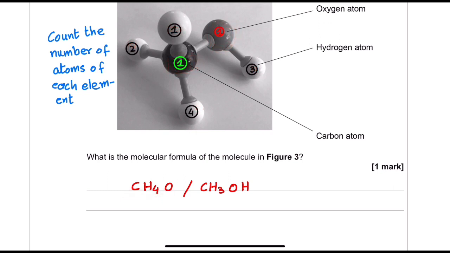Or the student can write CH3OH: one carbon, 3 hydrogen with the carbon, and OH separately. So the student can use one of the formulas to get the full 1 mark.